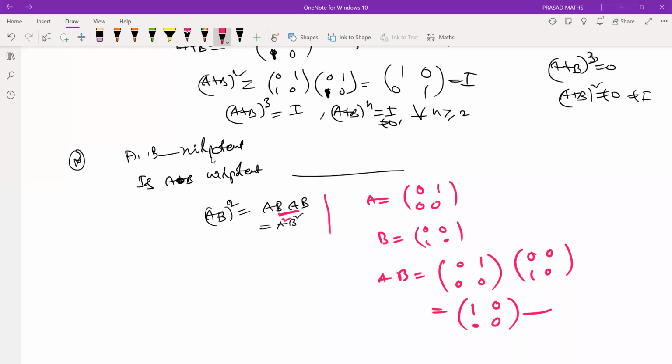1 1 1 0 1 0 0 0. Is it nilpotent? Anybody? Is it nilpotent? No, because the diagonal entry is non-zero. Diagonal entry is non-zero. This is one. Diagonal entry is non-zero. Therefore, not nilpotent.